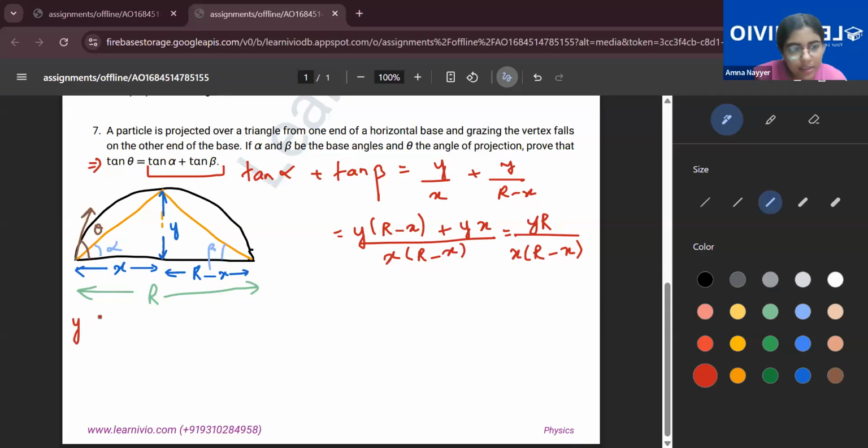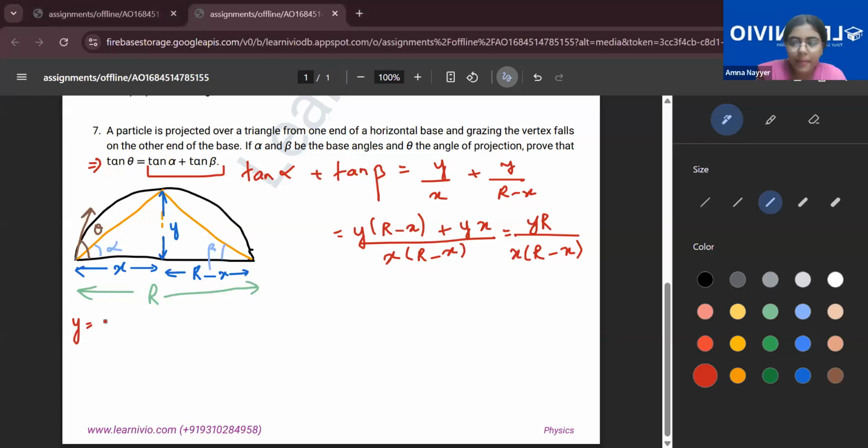What is the equation of trajectory that we've studied? Let's derive this only. Now we want tan theta. We have tan alpha plus tan beta, one side we've got. If I get the tan value of theta, this means my answer is done. This is what we need to prove. So tell me one thing. What is the formula of trajectory?